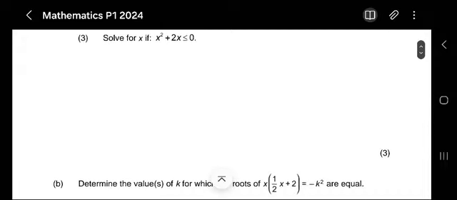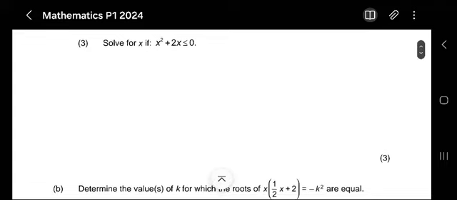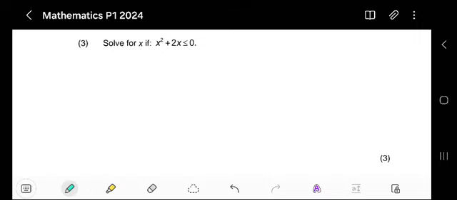Number 3 says solve for x if x squared plus 2x is less than or equal to 0. We have x squared plus 2x less than or equal to 0. As you can check, this is a parabola, it's just that c here is equal to 0.